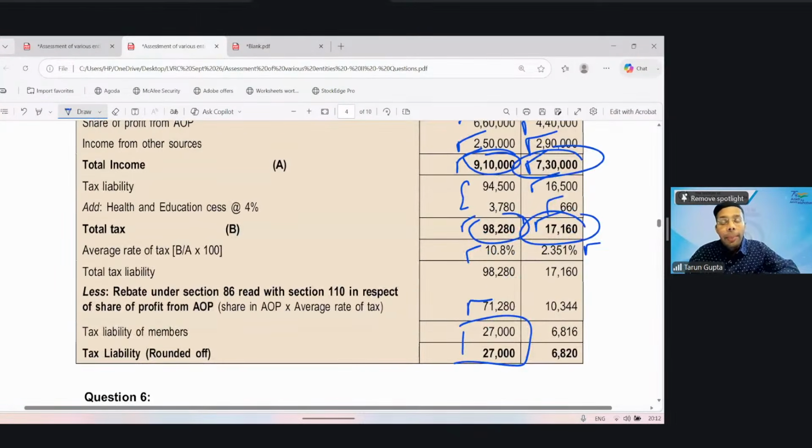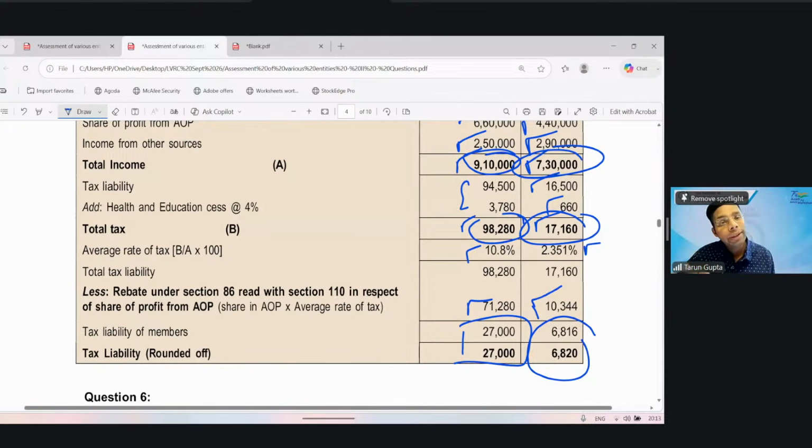So I'll apply this 2.35% on the 4,40,000 share of profit from the AOP. This is 10,344. So the difference is the tax. So I'll be eligible for rebate of 10,344, and the difference is the tax payable by me. So clear? Now you understand how to compute rebate under section 86.